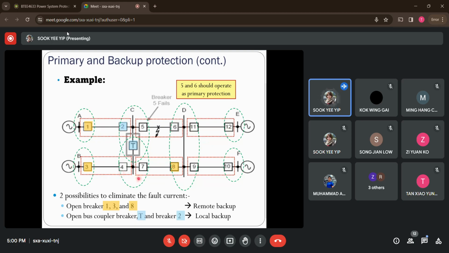B, and this one is D respectively. Are you able to see how we can identify this? All right, so how about for local backup?